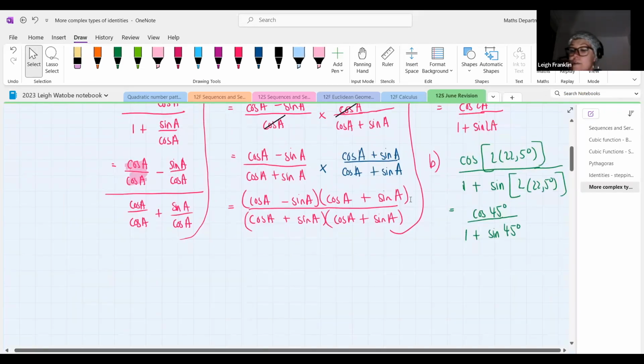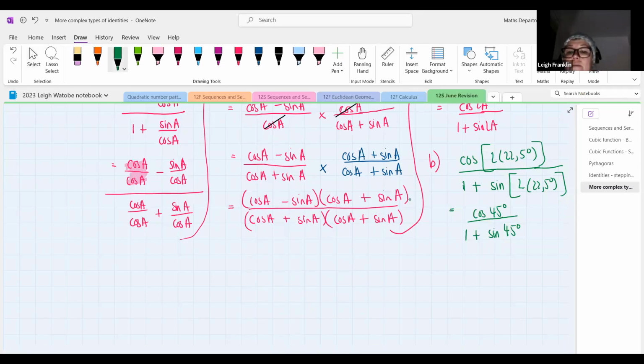Okay, so special angles. We know that the cos of 45 is root 2 over 2. Make sure you know your special angles 100%. And we know that the sine of 45 is also root 2 over 2. So what I'm going to do is write 1 as 2 over 2 plus root 2 over 2 to make my denominators the same. And that's going to leave us with root 2 over 2, and that is being divided by 2 plus root 2 over 2.